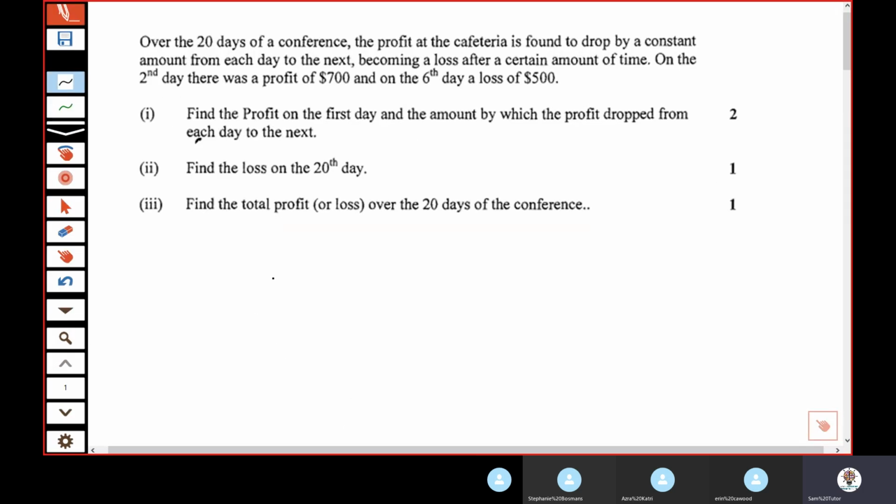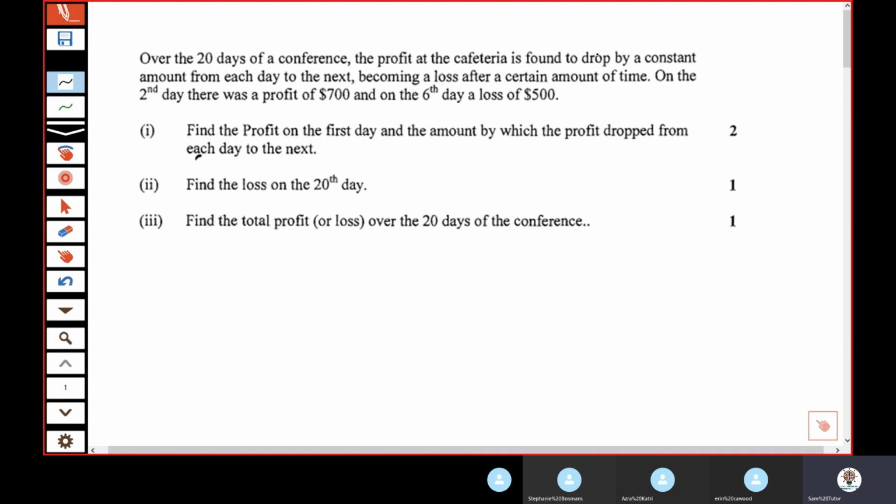Over the 20 days of a conference, the profit at the cafeteria is found to drop by a constant amount from each day to the next, becoming a loss after a certain amount of time. On the second day, there was a profit of $700, and the sixth day, a loss of $500. So let's read it again, because sometimes with questions like this, there's a lot of things happening. Before you start, just reread.